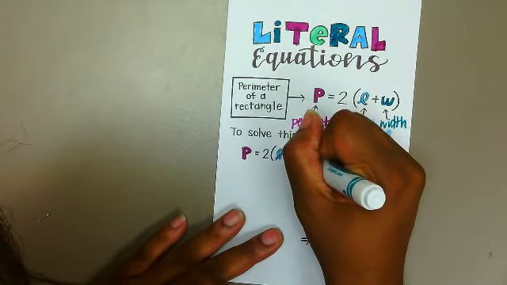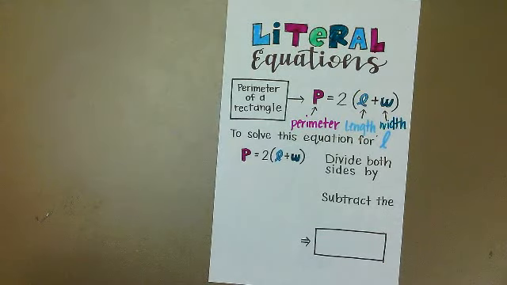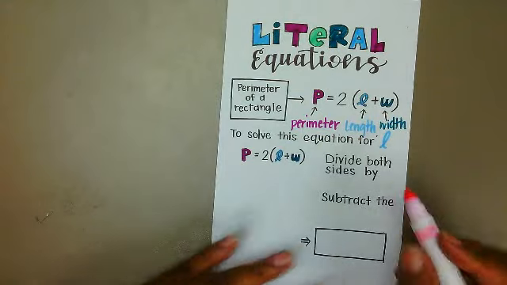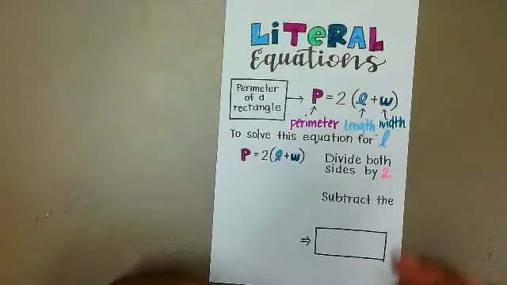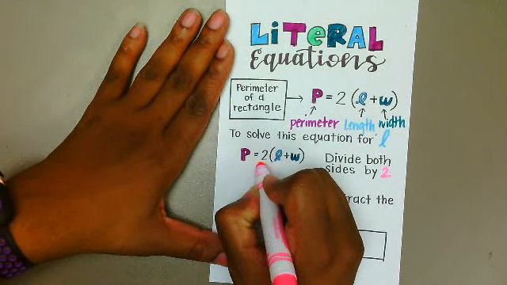Okay, so the first thing that we are going to do is divide both sides by 2. Why am I dividing both sides by 2? Some of you may have said at this point that we're dividing both sides by 2 because this is multiplied by 2 and we need to move it. If you said that, you are 100% correct. High five your neighbor.